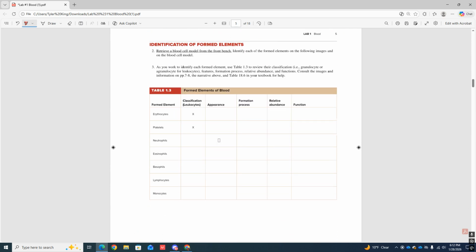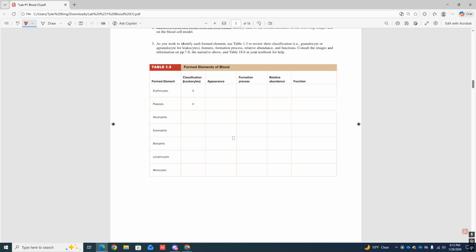But first, I want to work on this table with you guys. There's a lot of stuff in here you got to know. So table 1.3, if you're looking for a good strategy for studying, if you know everything in table 1.3 about all the formed elements, you will be very, very solid with answering any question we throw at you asking about these formed elements. So if you get this down, you'll be perfect. Well, let's go through this together.